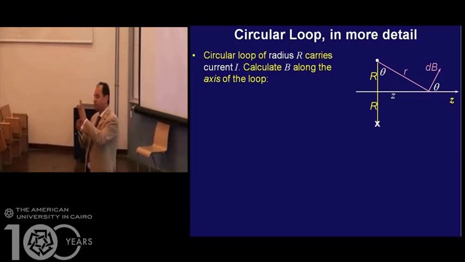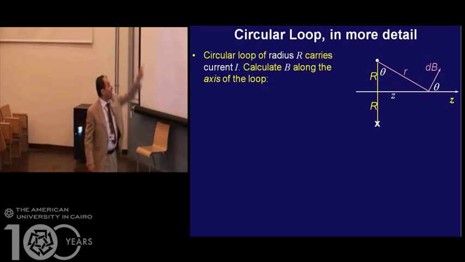Now, instead of calculating the magnetic field in the center of that loop, I want to calculate it somewhere on the axis of that loop, here, there, or there, and that's the problem. So it's not exactly at the center. I'm going to calculate it out of the center, somewhere on that axis, in the z direction.